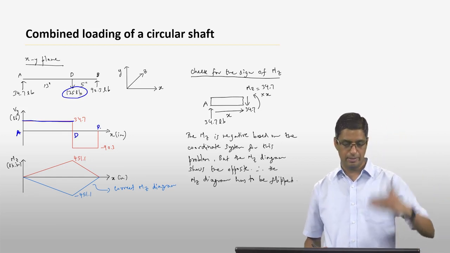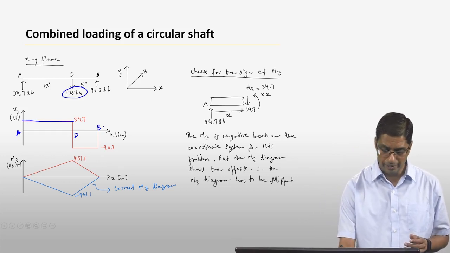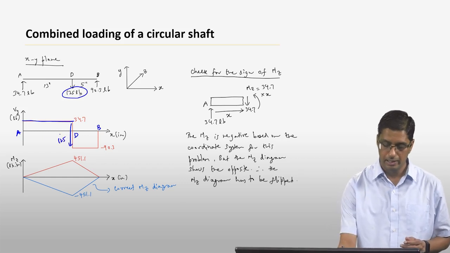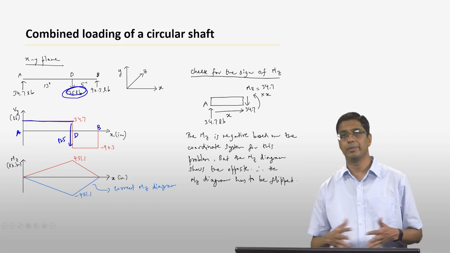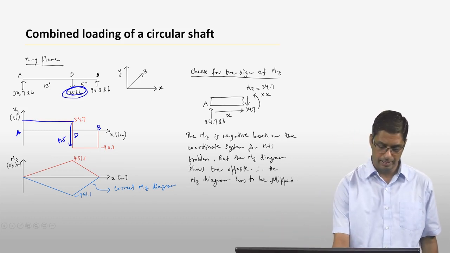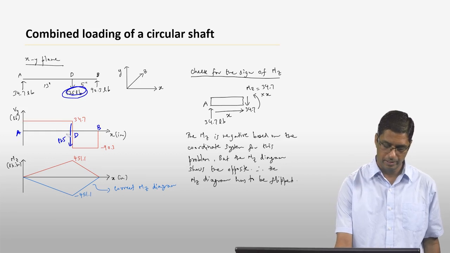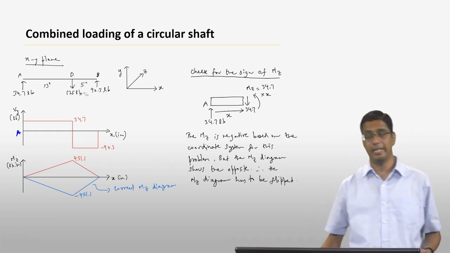It is going to have a jump downwards of 125 pounds here. Okay, that is the force that you have at this point, right? And then it's going to remain constant from D to B. Okay, so that is how the shear force diagram looks like for this particular case. Okay, and once you have the shear force diagram, you can construct the bending moment diagram.